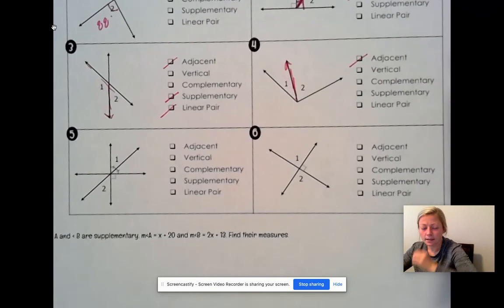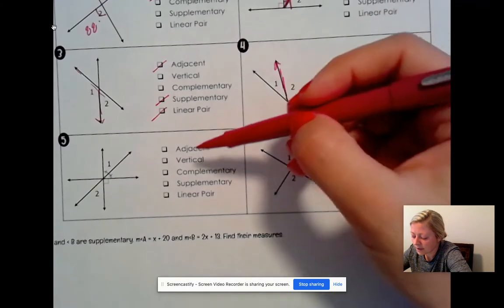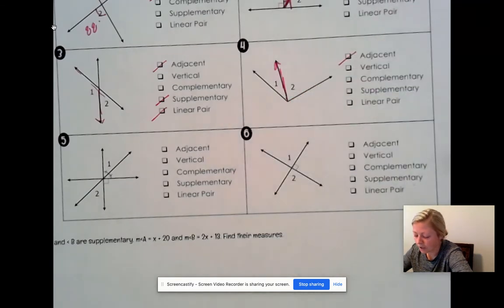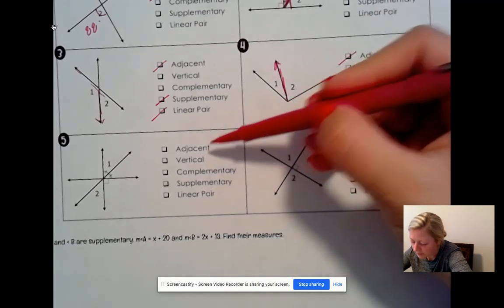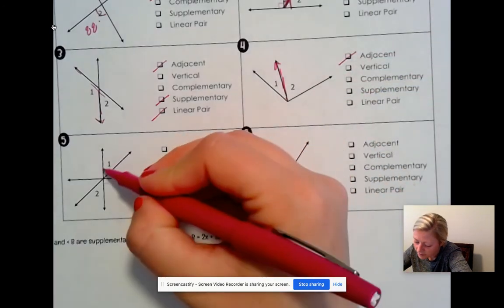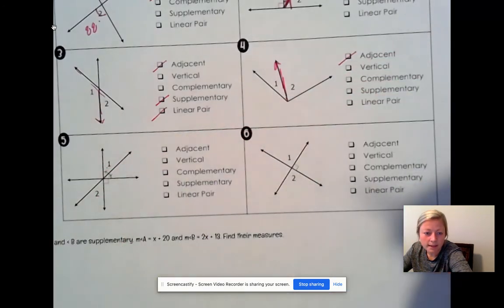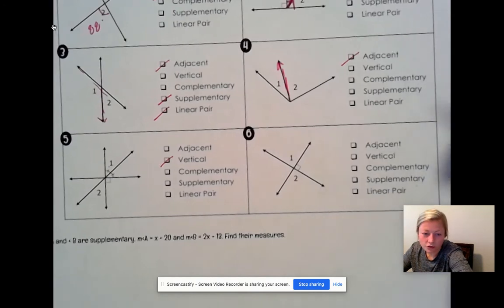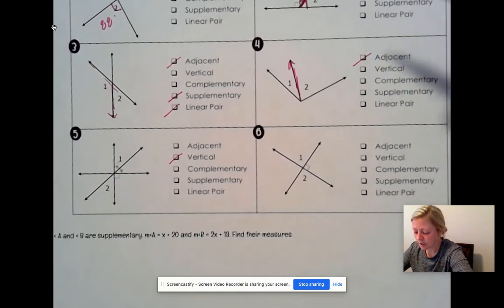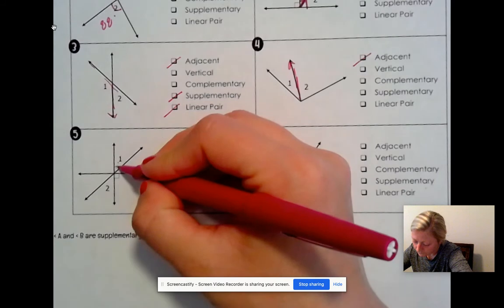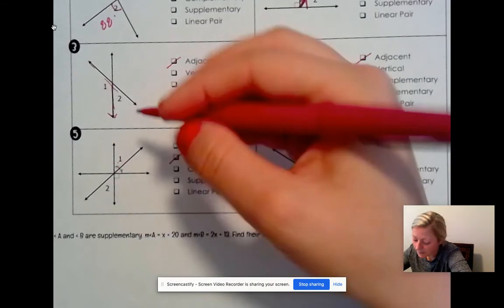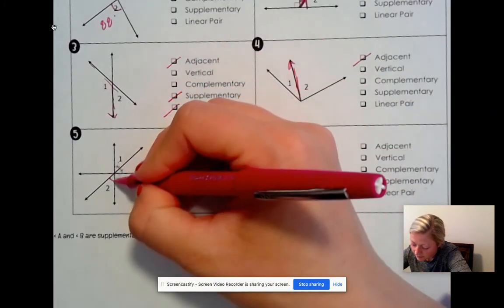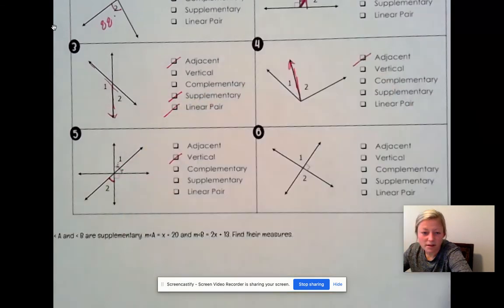All right, number 5. Let's see here. Are they adjacent? Do they share a side? Nope. Are they vertical? Are they across from each other? Yep. Do you see how I have two intersecting lines making angles 1 and 2? So they are vertical. Are they complementary? This one, they're trying to trick you, but you guys are pretty smart kids. Do you see how we have little arch marks here? So that means this would also have an arch mark. So all 3 of these angles are the same.